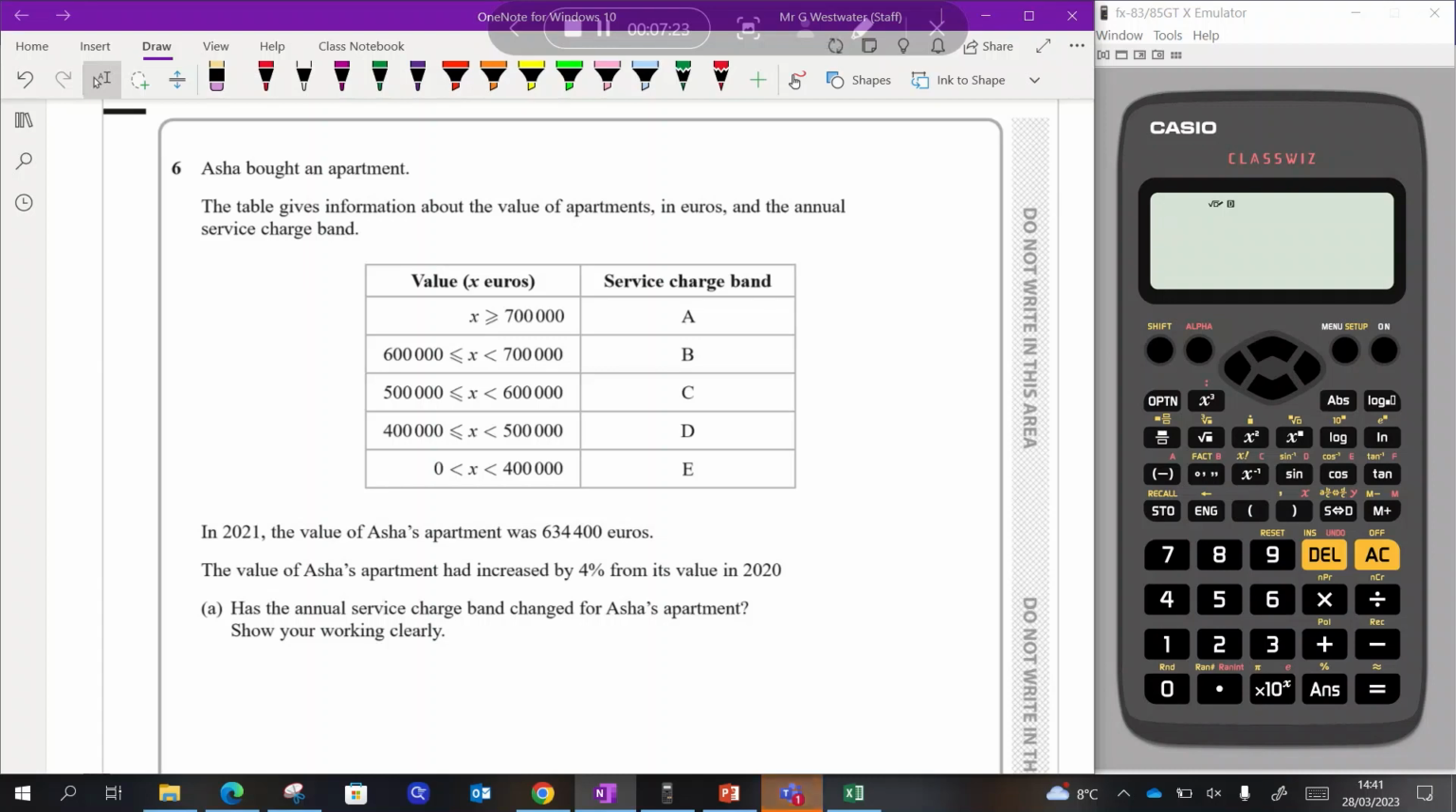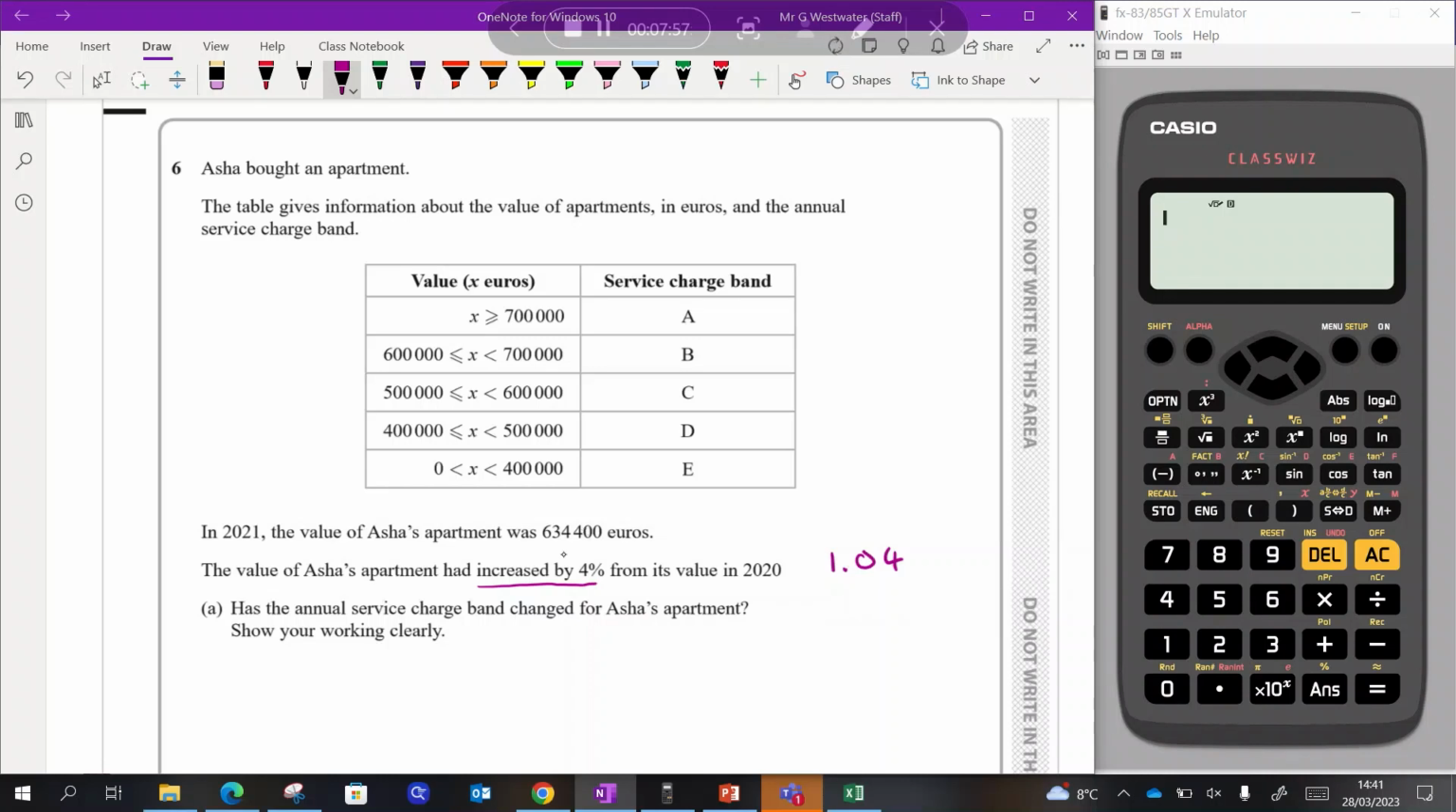On to question 6. Asher bought an apartment. The table gives information about the value of apartments in euros and the annual service charge band. So, in 2021, the value of Asher's apartment was 634,400 euros, and the value of Asher's apartment had increased by 4% from its value in 2020. So this is 1 year later, and if we have increased by 4%, it's really important. This is the multiplier we are going to be using.